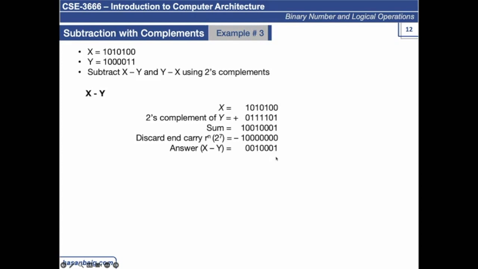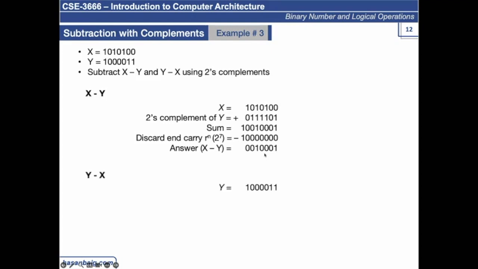So you can also verify your results. Once you have the binary number, you can easily identify if the answer is correct or not by converting x and y into decimal and performing the subtraction, and then you can convert the result as well.